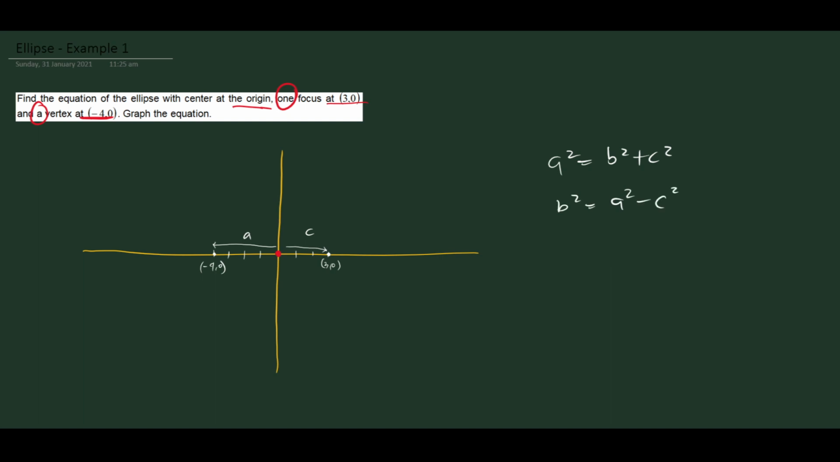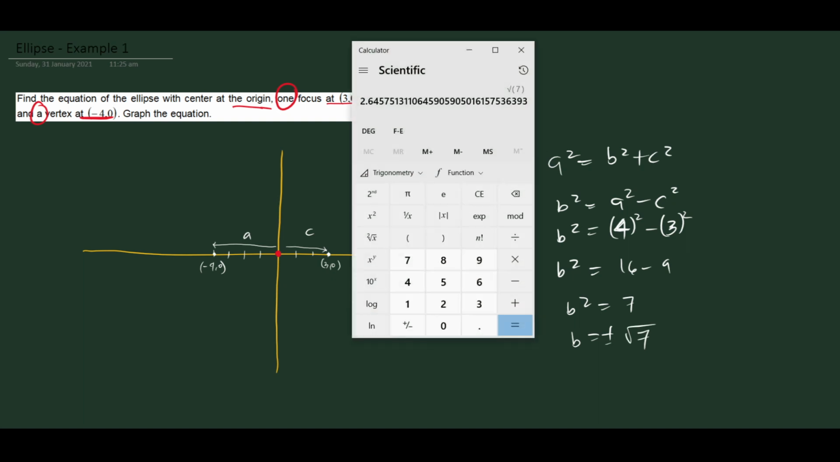And then if we substitute, this is a magnitude, a distance, so we use the positive a, minus c, which is 3, squared. So b squared is equal to 16 minus 9. So b squared is equal to 7. So b will be equal to plus or minus the square root of 7. I calculated it beforehand, so that is approximately 2.646.